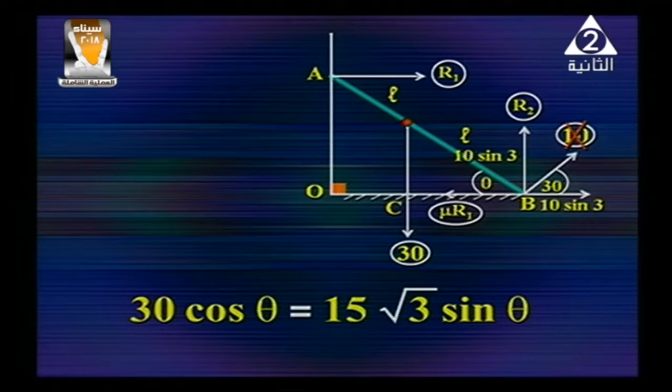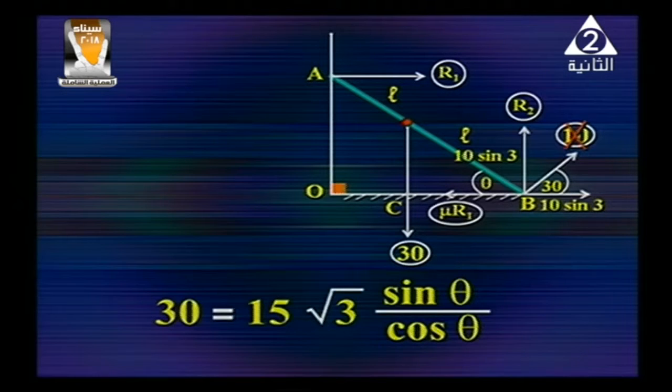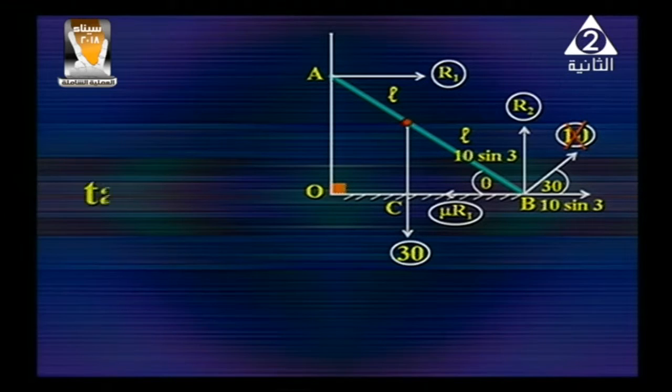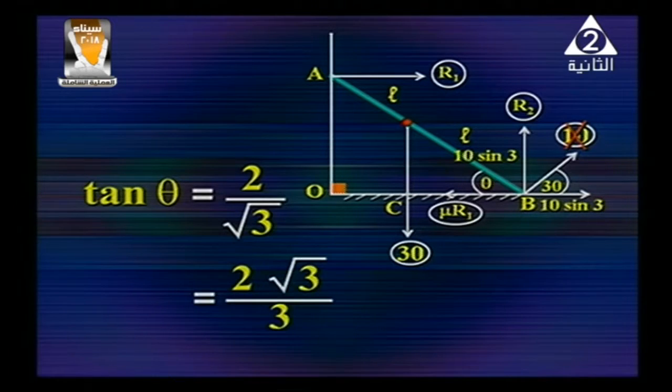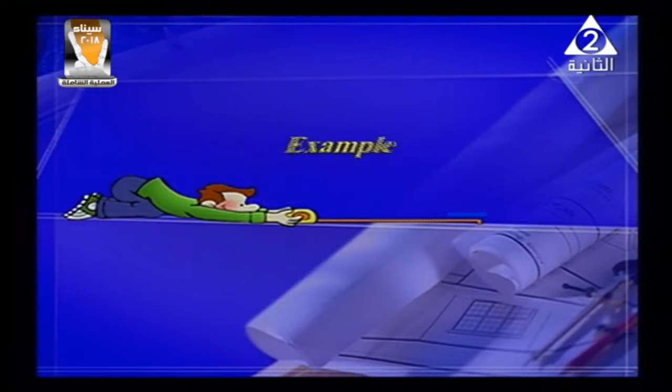Then the equation becomes 30 cosine theta equals 15 root 3 sine theta. We find tan theta by sine over cosine. Then 30 equals 15 root 3 sine theta over cosine theta. Then tan theta equals 2 over root 3. What is the value of tan theta? 2 root 3 over 3.